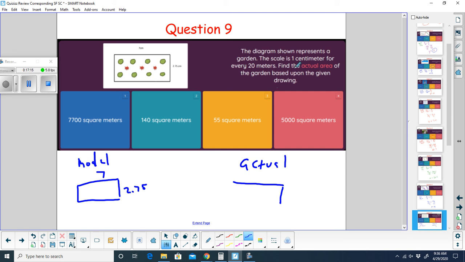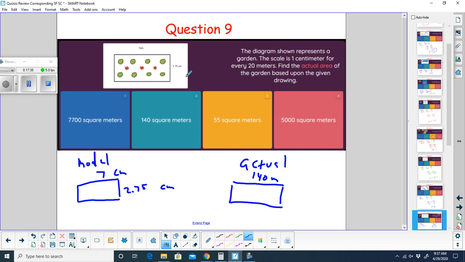But we know that 1 centimeter is 20 meters. So if I were to figure this out, 1 unit here is 20 times more than that, so 7 times 20 is 140 meters in the actual world. By the way, these are centimeters.